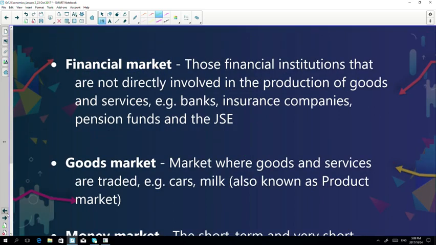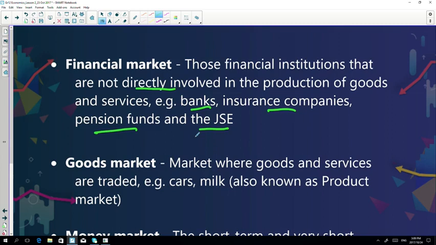We also learned about the financial market, those financial institutions that are not directly involved in the production of goods and services, for example, banks, insurance companies, pension funds, and the JSE. We know that the banking sector is very important in the economy, as are insurance companies and pension funds, because they are also used as a form of investment, and also the JSE when it comes to long-term investments.